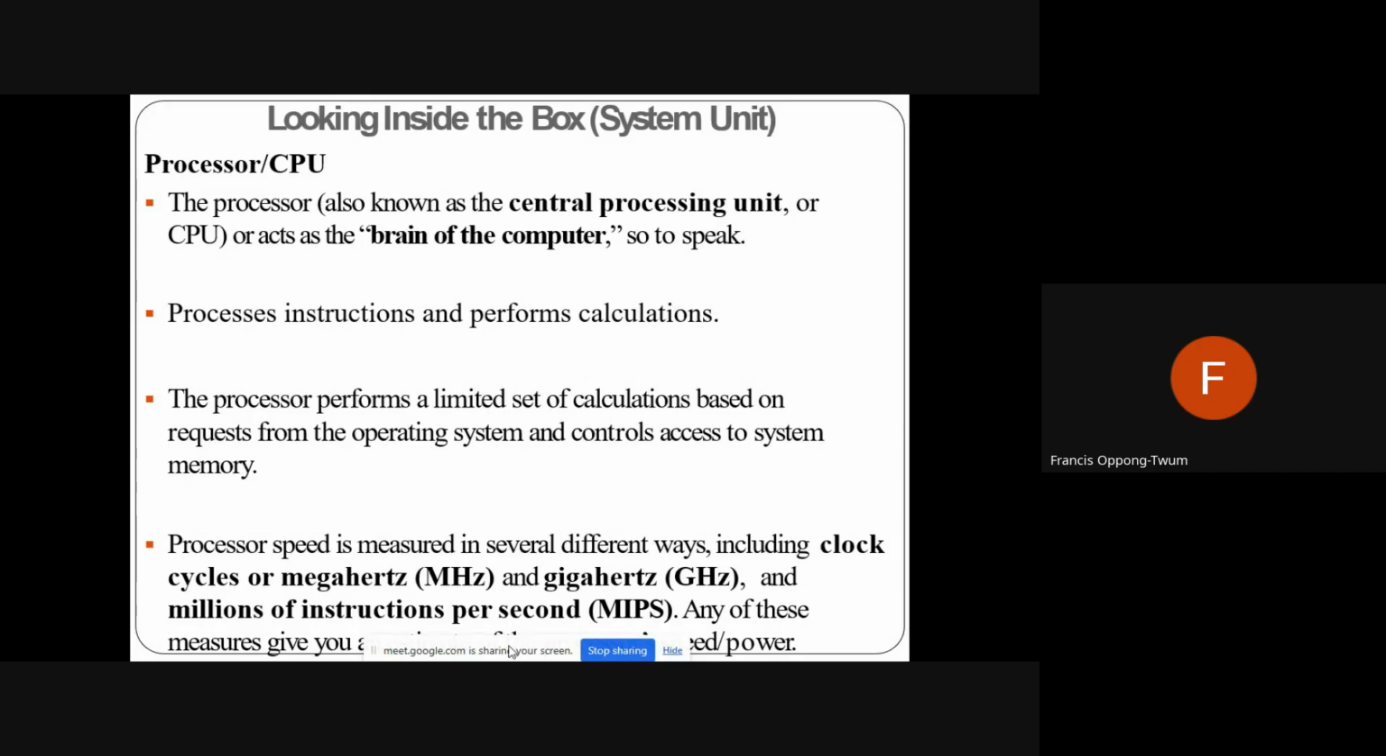So if one processor is measured in megahertz and another is measured in gigahertz, then we can automatically say that the processor measured in gigahertz will be extremely faster than the one measured in megahertz. And another processor measured in MIPS, millions of instructions per second, will process even faster than the one measured in gigahertz. So that is what we have to know.